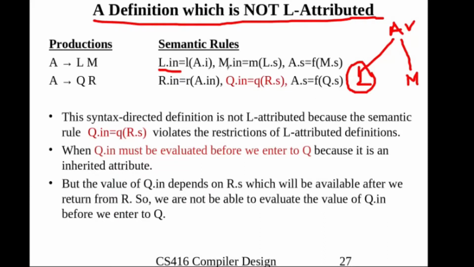And the inherited attribute of M, that is M dot in, depends on the synthesized attribute of L. No problem, it is valid, because L is to the left of M in the production A gives LM. Then the synthesized attribute of A depends on the synthesized attribute of M. That is also valid. Synthesized attributes have no issue. Only the inherited attribute matters. This condition is satisfied.